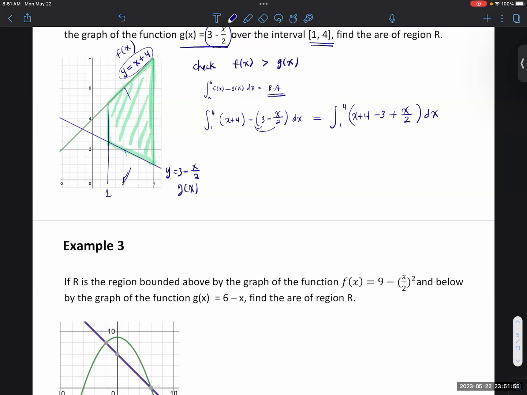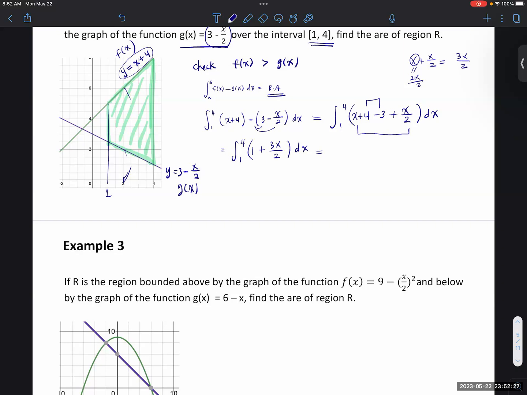Are we okay? So you can do the combining like terms, number family, x family. Just so you know, x plus x over 2 is 3x over 2, isn't it? Because x is the same as 2x over 2, common denominator. So it is the same as 4 minus 3 is 1, and x plus x over 2 is 3x over 2, and then you are going to take the integral still.